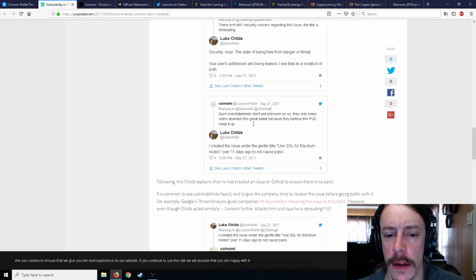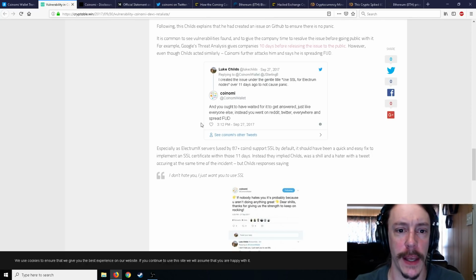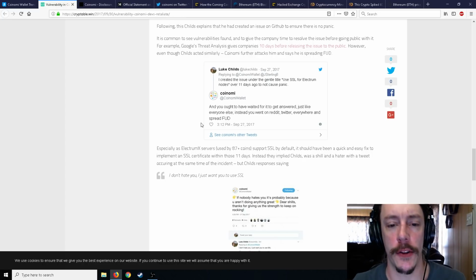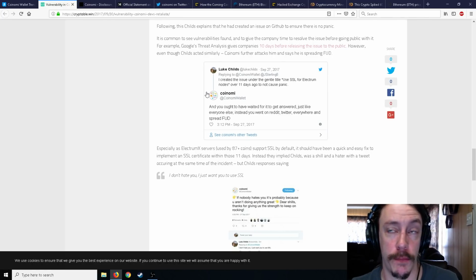They only make users abandon this great wallet because they believe this FUD. Keep it up. And it says, I created this issue under the gentle title, Use SSL for Electrum Nodes over 11 days ago, not to cause panic. So Coinomi is blaming this Luke guy for essentially not getting through to their support and making this public immediately. Now, maybe that is sort of an issue to make this public right off the bat instead of getting a hold of them, but he tried his best.